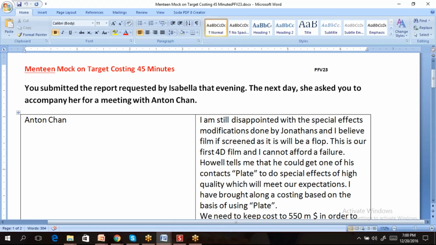Now they are not talking about a postponement. We suggested it, but they probably think it's not good to postpone, because when they postpone, they have some other risks. After discussing all the pros and cons, they must be thinking it's good for us to go through with the film. So basically this man would have discussed with Howell, and Howell says that they can get high quality special effects, and I have brought along a costing based on using Plat A.